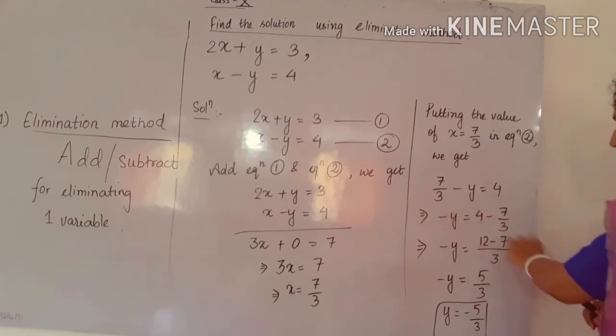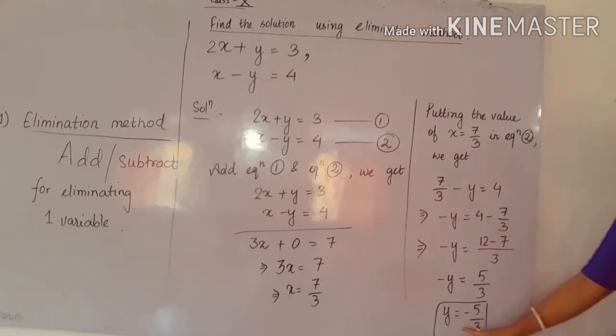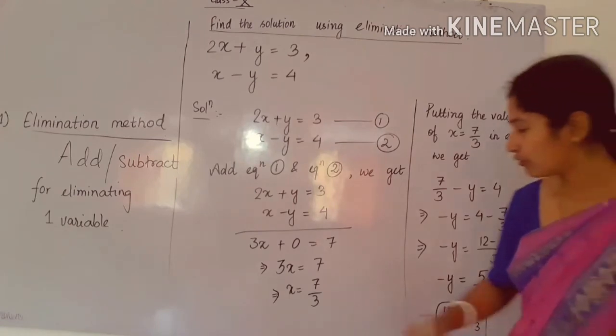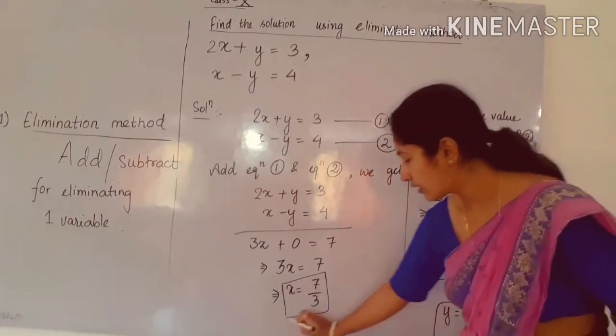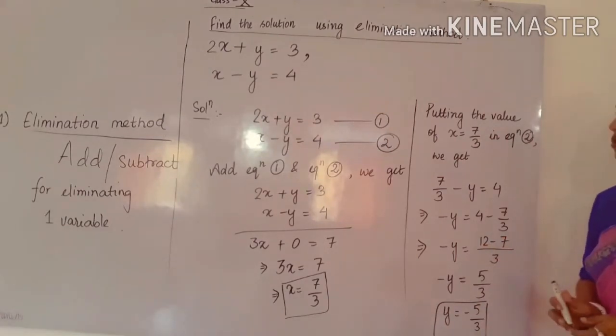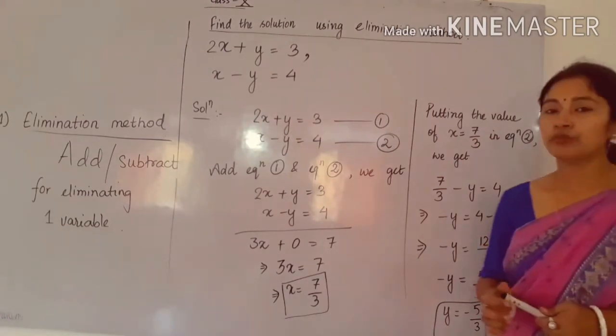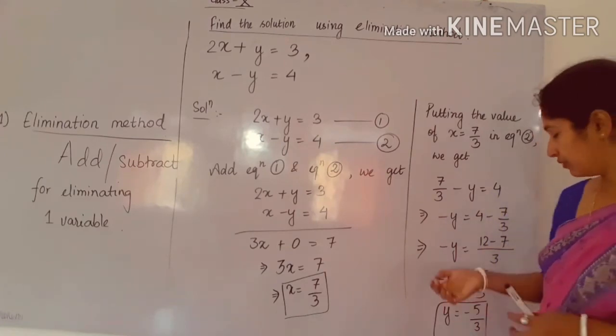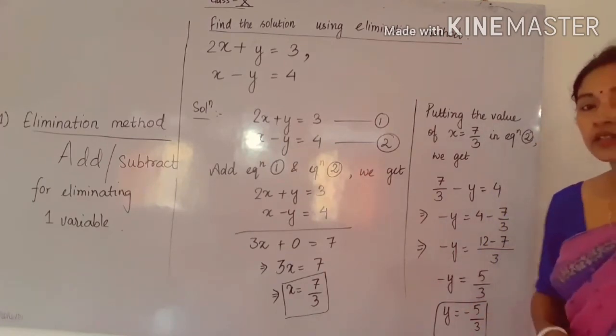So by simplifying, we are getting what? The value of y is minus 5 by 3. So we are getting the exact solution of x and y, that is x is 7 by 3 and y is minus 5 by 3. So next what we have to do? Next we can check that the solution we are getting is correct or not.